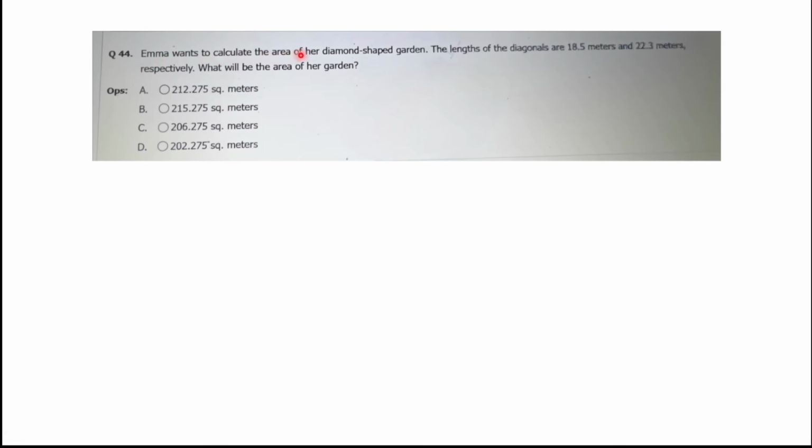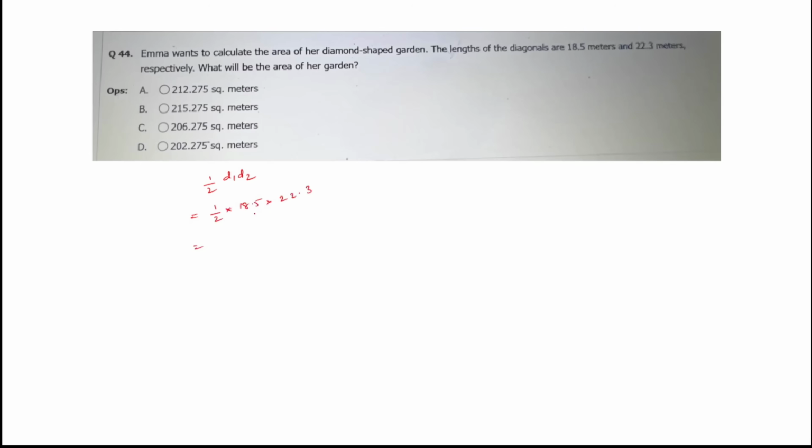Imma wants to calculate the area of her diamond-shaped garden. The lengths of the diagonals are 18.5 meters and 22.3 meters respectively. What will be the area of her garden? So the garden is in the shape of a diamond, and we need to calculate the area of the diamond. The formula for the area of a diamond is half d1 into d2, where d1 and d2 are the diagonals. So replace the values with the given values, that is half 18.5 into 22.3.